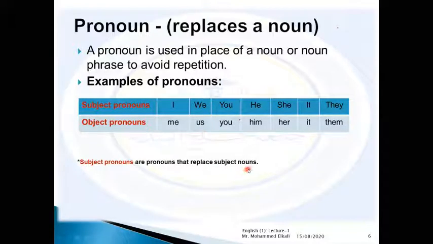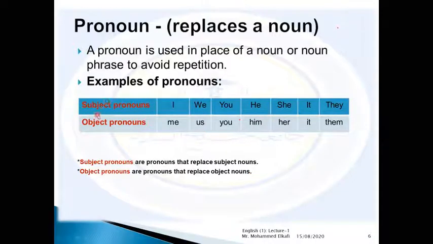Subject pronouns and object pronouns are the pronouns that replace nouns. Object pronouns are known as what? As object pronouns. That means they come after what? After the verb. So after the verb, we'll find what? Object pronouns.